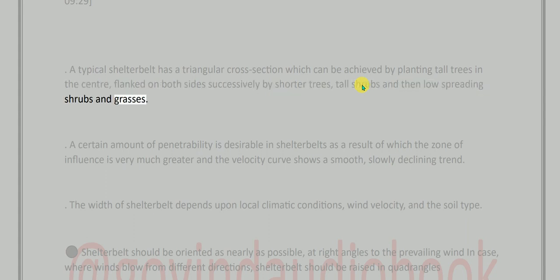A certain amount of penetrability is desirable in shelter belts, as a result of which the zone of influence is very much greater and the velocity curve shows a smooth, slowly declining trend. The width of a shelter belt depends upon local climatic conditions, wind velocity, and the soil type. A shelter belt should be oriented as nearly as possible at right angles to the prevailing wind. In case winds blow from different directions, shelter belts should be raised in quadrangles. Height and spacing.